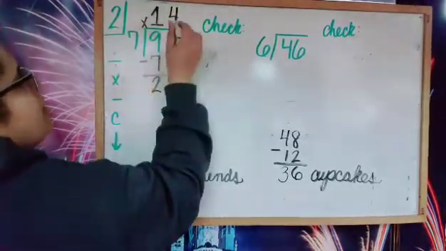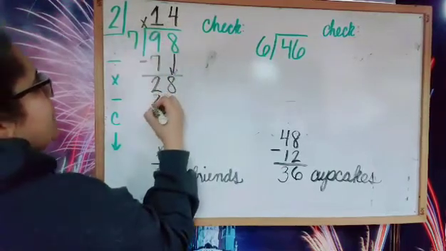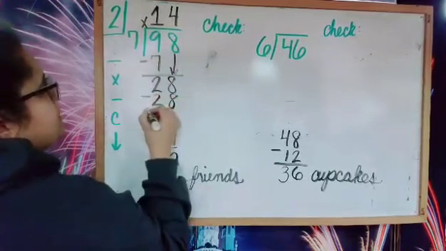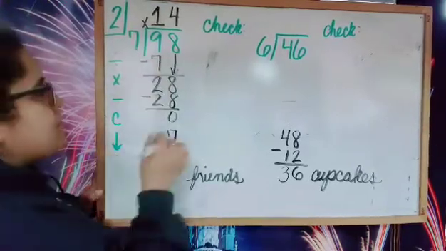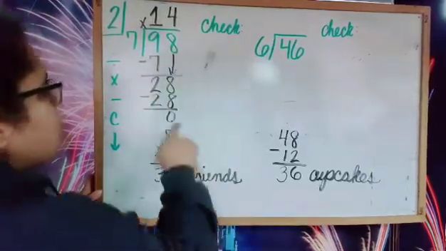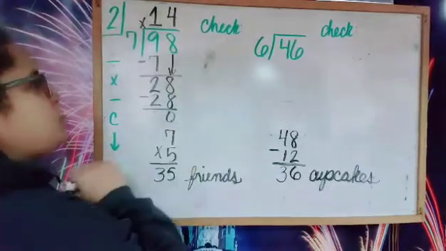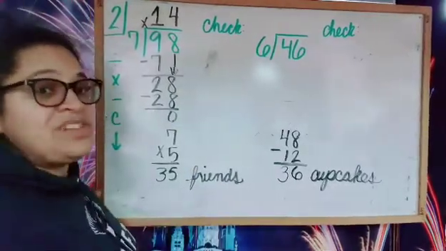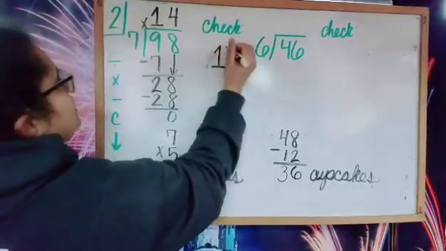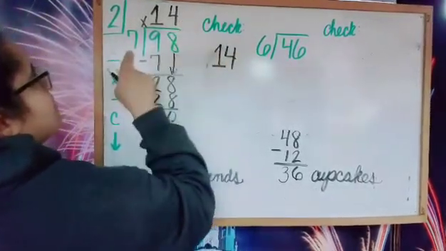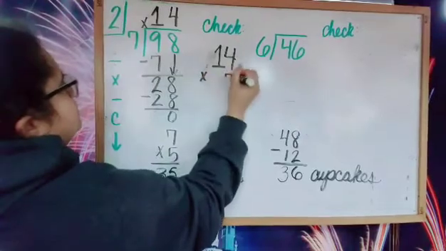Step 2, multiply. 4 times 7 equals 28. Step 3, subtract. We get 0. 0 is less than 7. That's comparing, and there's nothing to bring down. No remainder needs to be written. So to check a division problem, we need to do what? That's right, we need to multiply our quotient, 14, times our divisor of 7.